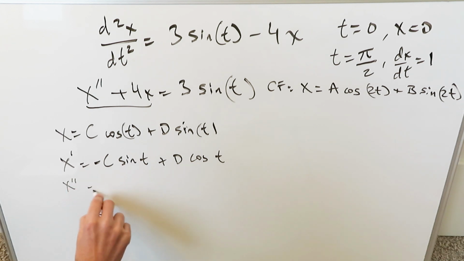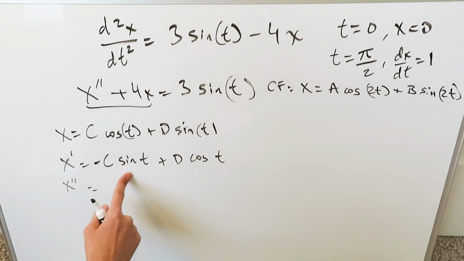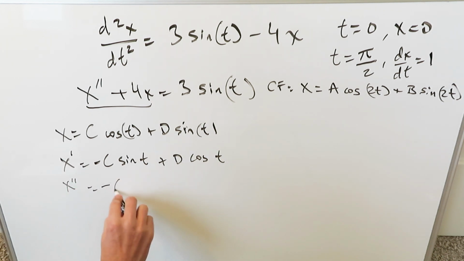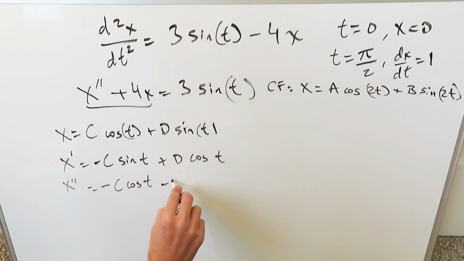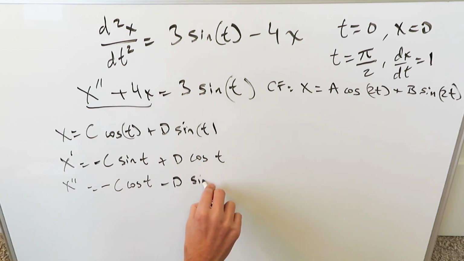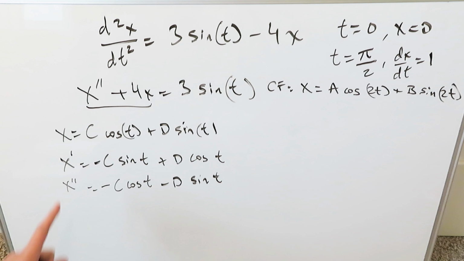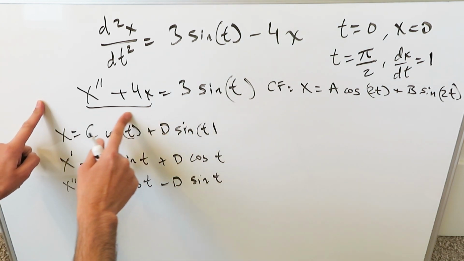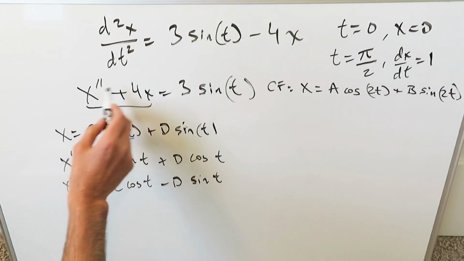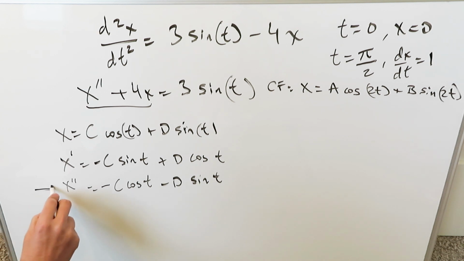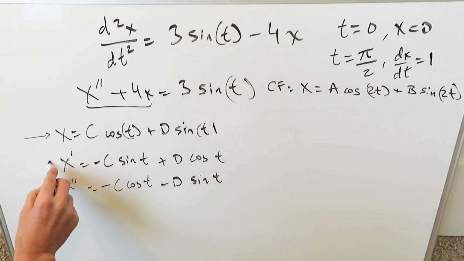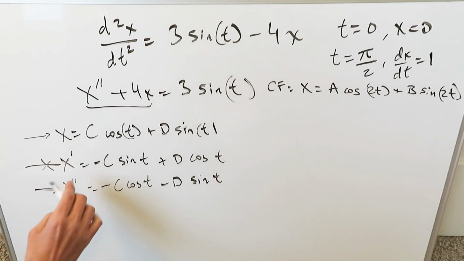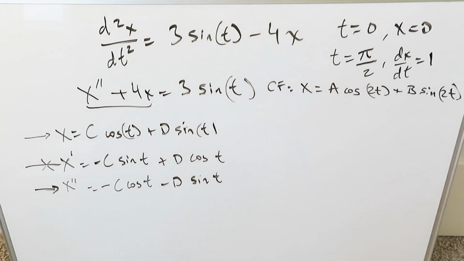Then the second order derivative, take the derivative of this item right here. You'll have here a minus c cosine t minus d sine t. You would bring all of these items into this, but you're seeing that you have a second order and a zero order. This will come into play, this will come into play, this right here will not come into play because you're not seeing this item that you can substitute.